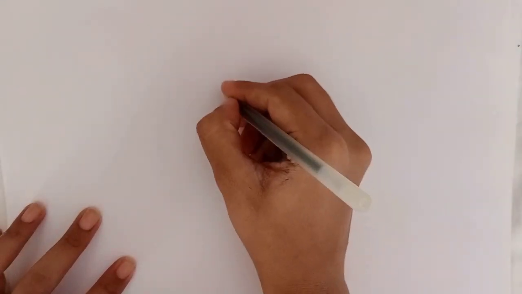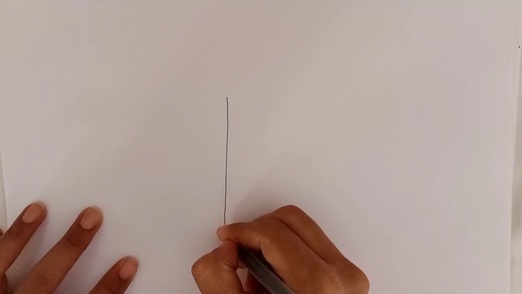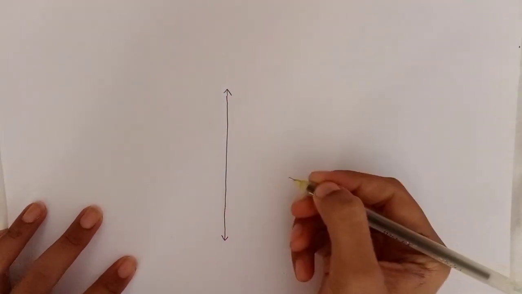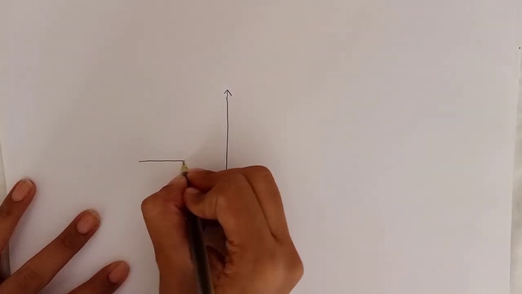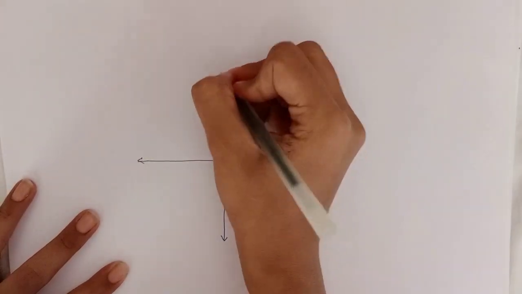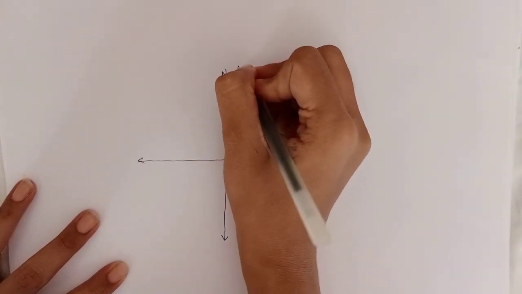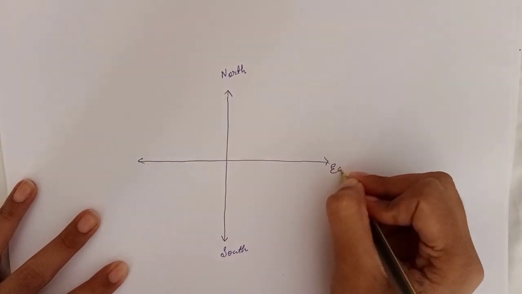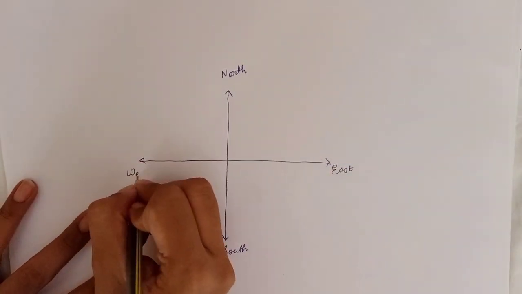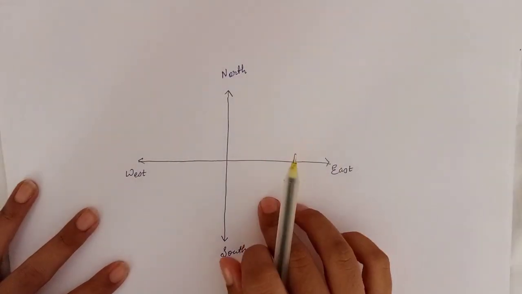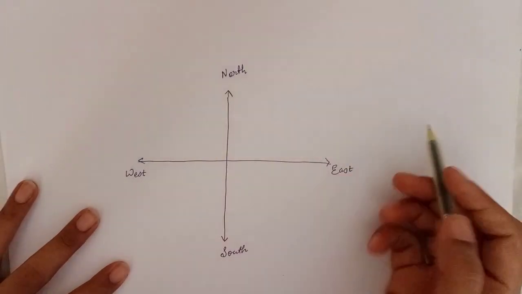Most of us already know four major directions. On the upper side it is north, on the lower side south, right hand side east, and here west. So these are four major directions: north, south, east and west.